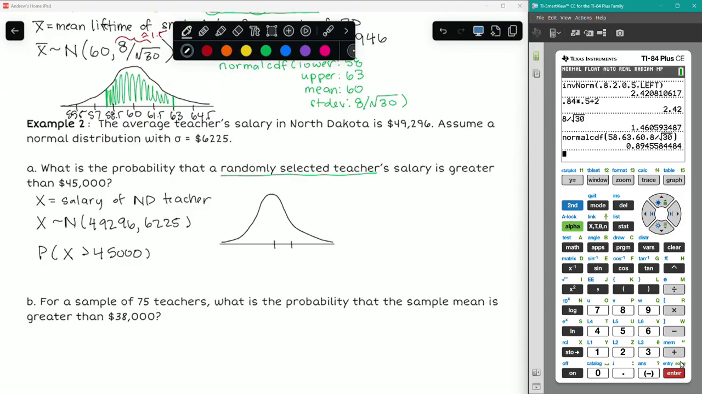Mean is in the middle, 3 standard deviations out on either side. I'm going to label this sideways because our numbers are so big. So I know my mean goes in the center, 49,296. Going forward, I'm going to add to that 49,296 the standard deviation of 6,225.